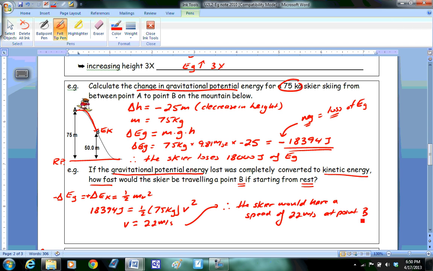And that brings us to the end of our lesson. Hopefully you had a little bit of fun going through EG, EK. Enjoy doing these sample problems or the practice problems.